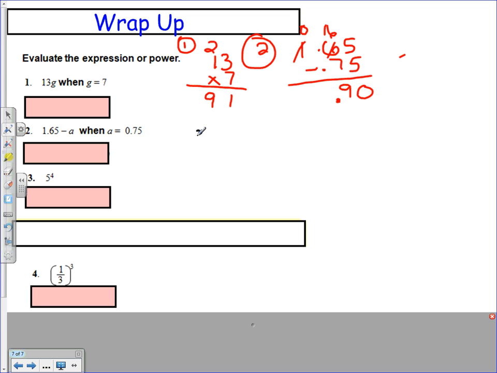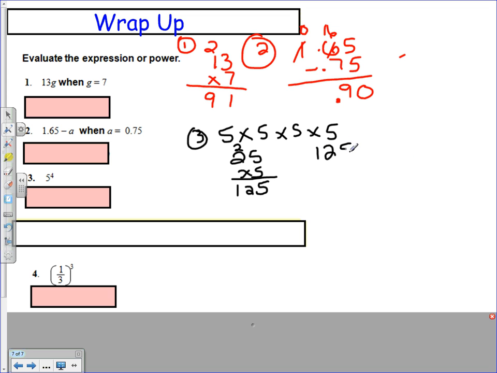Problem number 3 is going to be 5 times 5 times 5 times 5. So we're going to start here with 25 times 5. 5 times 5 is 25. Carry my 2. We end up with 125. We're going to take 125 and multiply by 5 again. 25, carry my 2. 12, carry my 1. My answer, not very neatly written, I'll try again, 625. And our final problem down here is 1/3 raised to the 3rd.